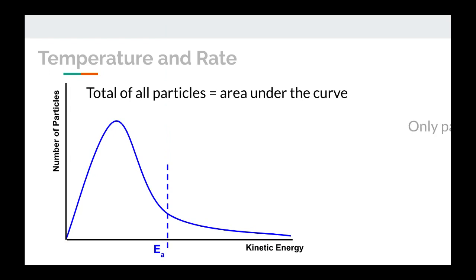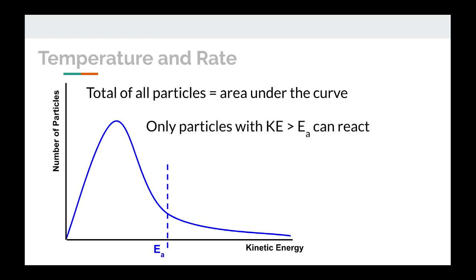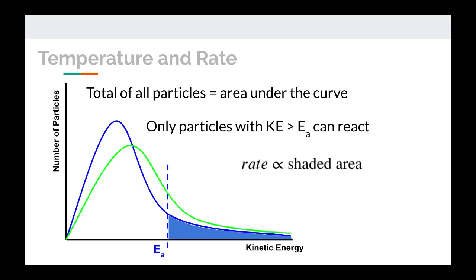So the area under the curve that's to the right of the activation energy line, those are the only particles that are going to be able to do effective collisions. And since rate is proportional to the number of effective collisions per unit of time, the rate is also going to be proportional to the shaded area that we have here. Now, if we increase the temperature, some particles are always not moving because those are the ones that are in mid-collision. So that has to stretch the graph out because the average moves to the right. And that means that it has to flatten the graph out as well.